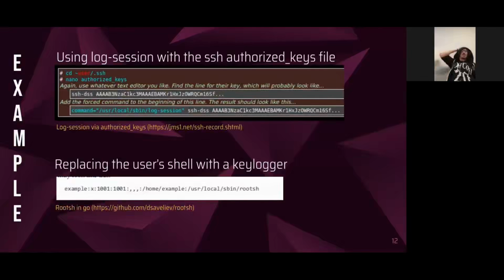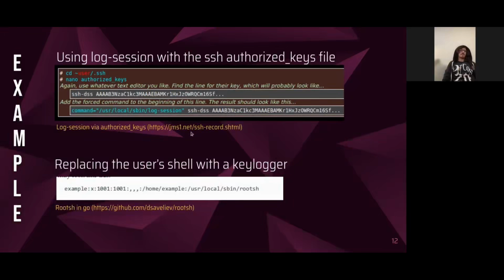So here we can see two examples of those techniques. This is the authorized keys file for some user in SSH. And here's what it would normally look like. And here's where you can add a command in front of that key that'll run whenever that user authenticates. And if you go to jms1.net, this is a very old technique. He has his log-session script there. That's just a bash script that sets up some basic logging, opens up a file for the log, and then will log everything to that file, I think using tee, before actually executing the commands themselves. So very basic stuff.